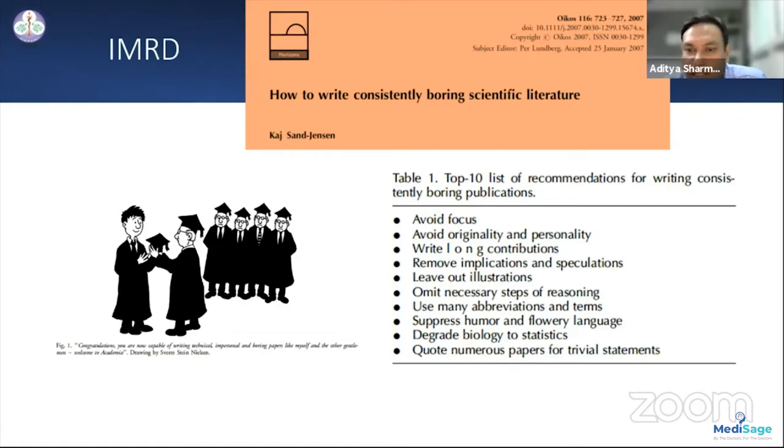You are omitting necessary steps of reasoning, using many abbreviations and terms, making it very difficult to interpret. You are suppressing humor and flowery language. That is a little controversial thing, because I still think that scientific writing has to be a little away from humor, but still it works. You are degrading biology to statistics, and you are quoting numerous papers for previous treatments. So these are the top 10 list of recommendations for writing a consistently boring publication, and I'll be discussing a little bit in detail.